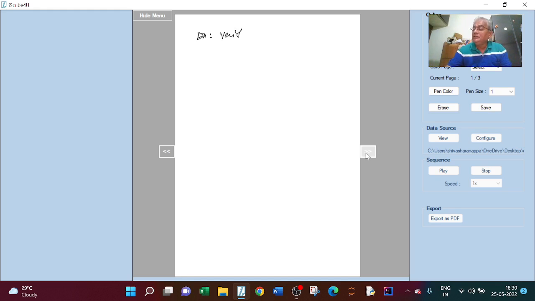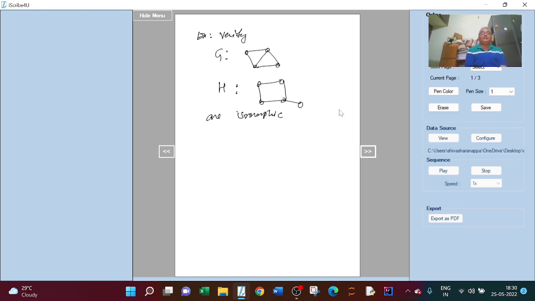Verify whether G and H are isomorphic. So here this is our G, this is our H. We have to verify whether they are isomorphic or not.